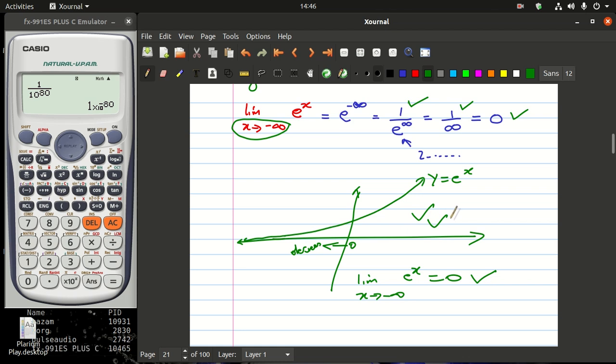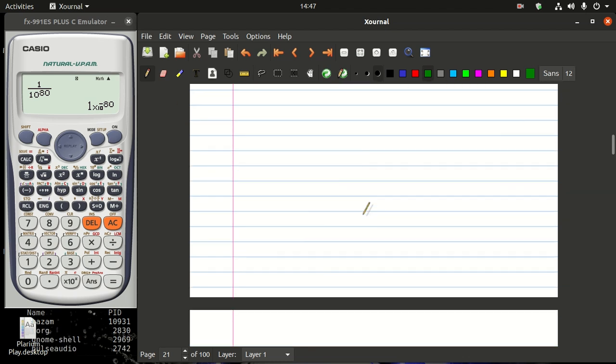And of course, like I said, some people don't like this idea of plugging in infinity, because infinity is a concept, not really a big number. Let's take another example here. This example says: evaluate the limit as x approaches positive infinity of cosine of 1 over x.